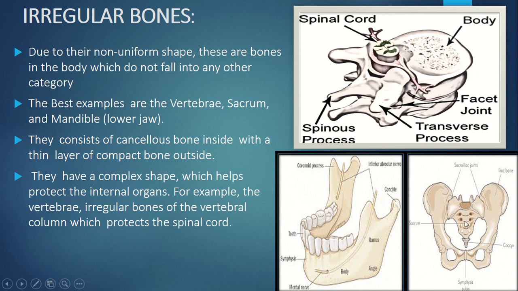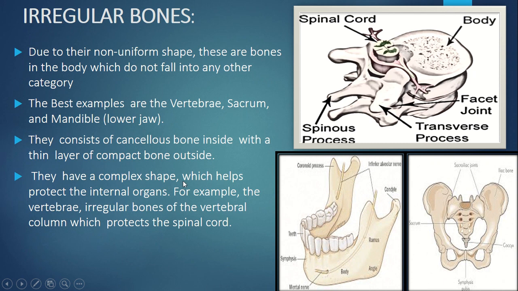So this is the one that comes under the irregular bones. The sacrum, the mandible, the jaw part, is not an even shape, it is very uneven, so that comes under the irregular bones. They consist of cancellous bone inside with a thin layer of compact bone. As I said, in all the bones, compact bone comes outside and the cancellous or spongy bone comes inside.